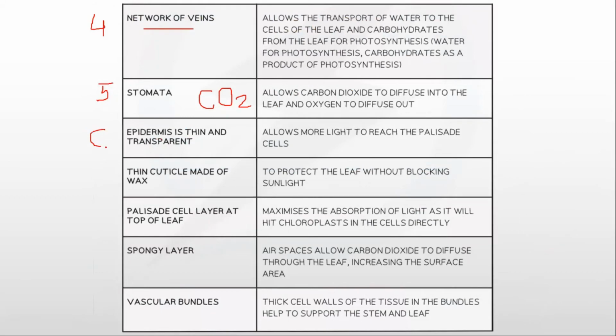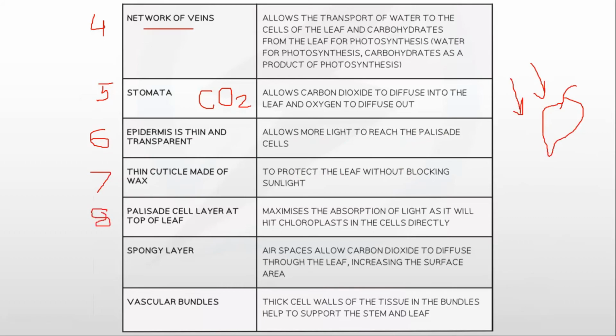Epidermis. It's thin and transparent, allows more light to reach the palisade mesophyll cells because the leaves are thin and hence they allow more light to reach the palisade mesophyll cells. We have the thin cuticle. How does it help a plant? To protect the leaf without blocking sunlight. It's a protective covering layer for the leaf.